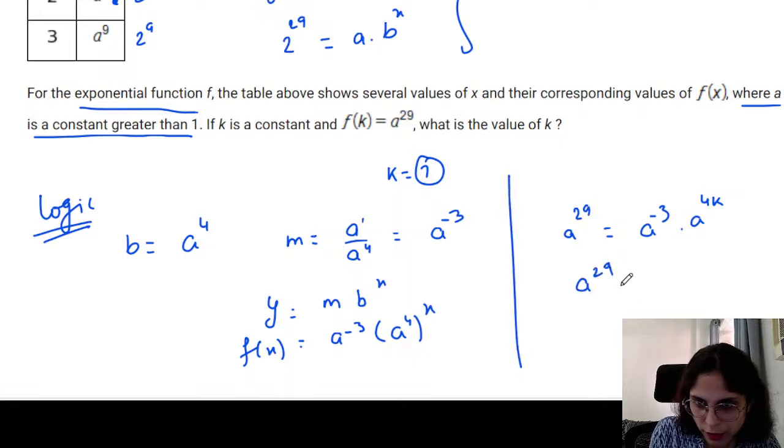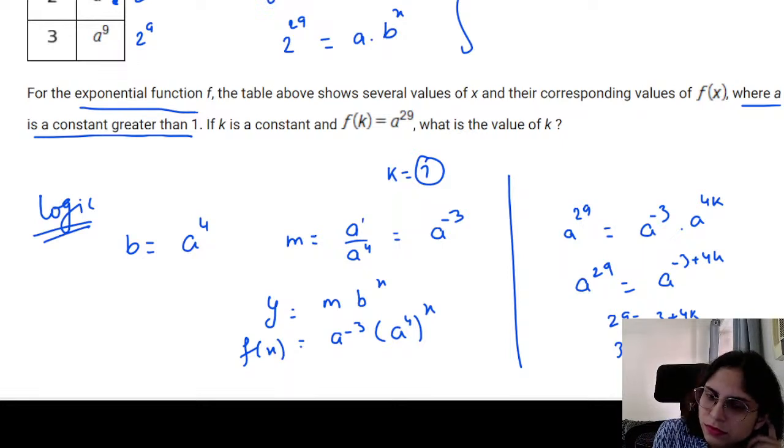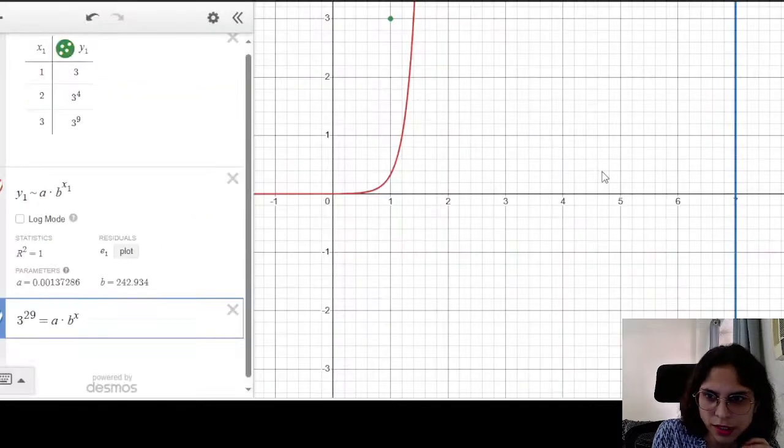And over here you can add the exponents, because same base, so negative 3 plus 4k. So from here 29 has to be equal to negative 3 plus 4k. 29 plus 3 is 32. 32 has to be equal to 4k. K has to be 8, but from here we are getting 7.